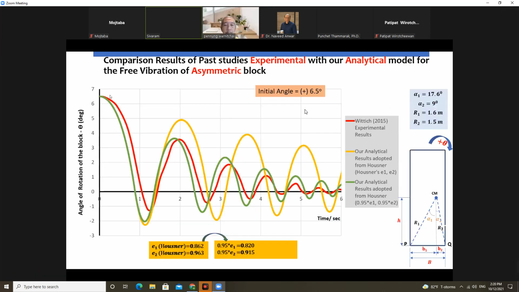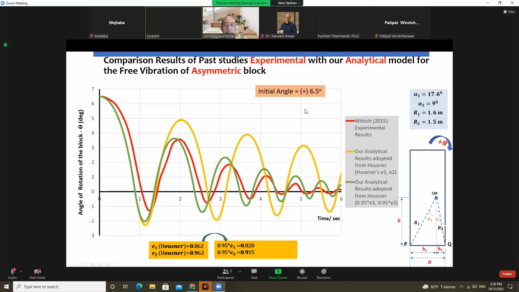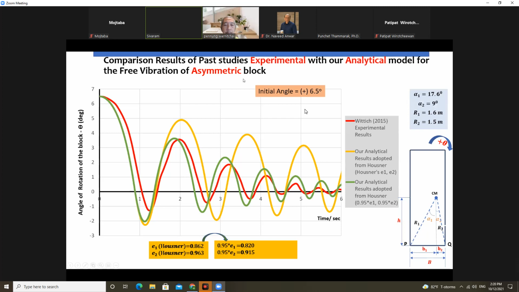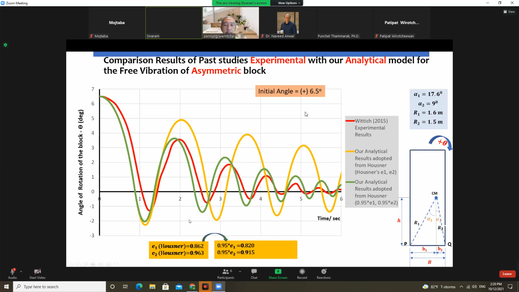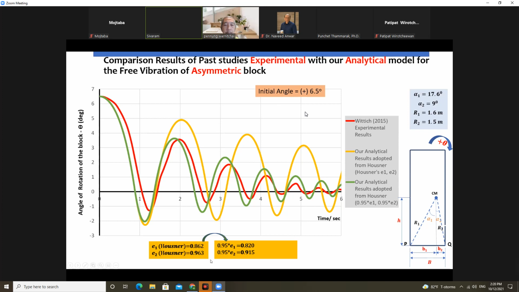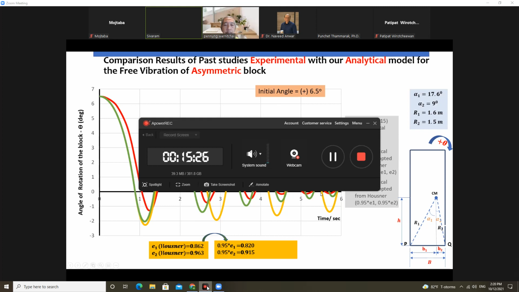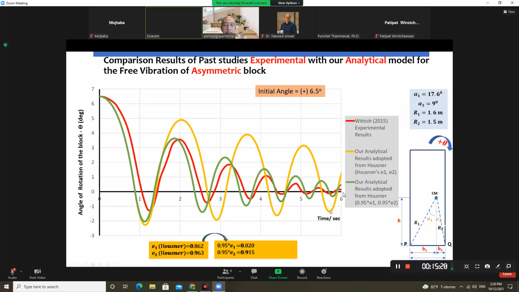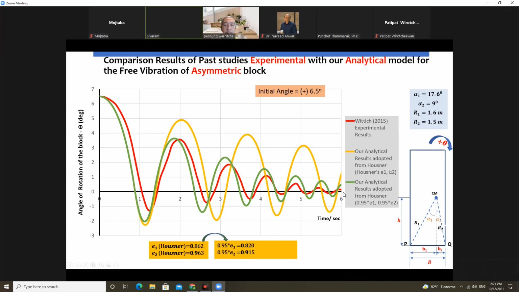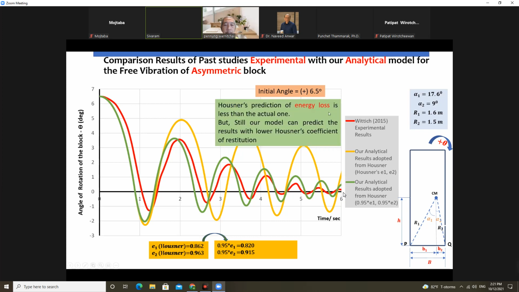Okay, now we compare for the asymmetric block for the free vibration. Here the same thing. For the asymmetric block, we have to reduce the Housner's coefficient to match well with the experimental results. So the yellow one is for the Housner's coefficient of restitution. Housner's coefficient of restitution is angular velocity after the impact over angular velocity before the impact. So we have to reduce by this factor, then only it will match properly. So Housner's coefficient of energy loss is less than the actual one. So actually the energy loss is high.